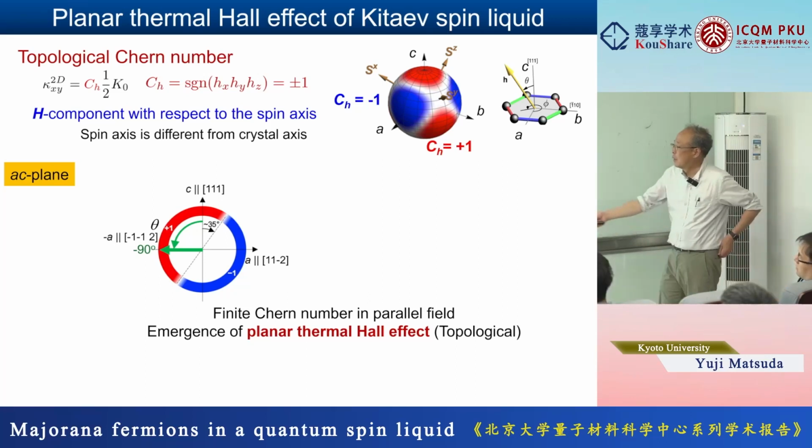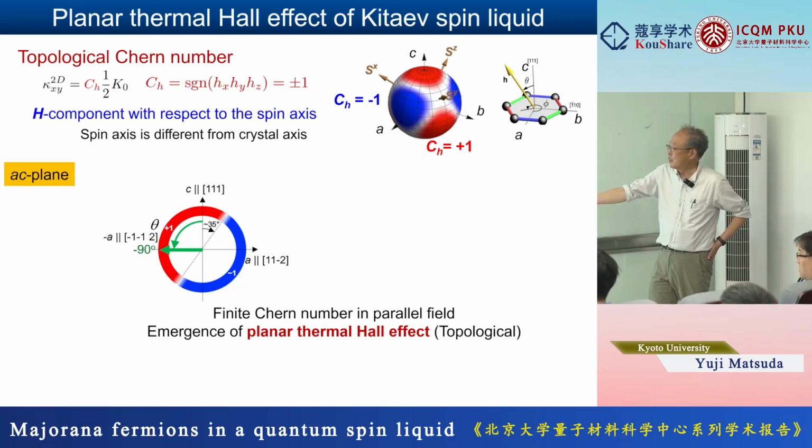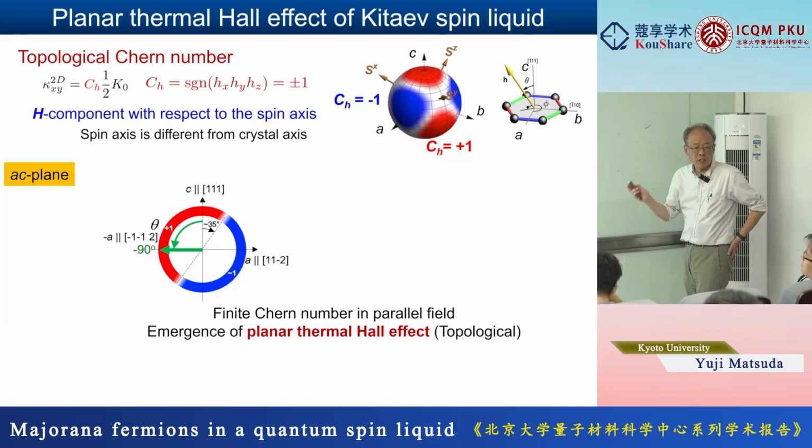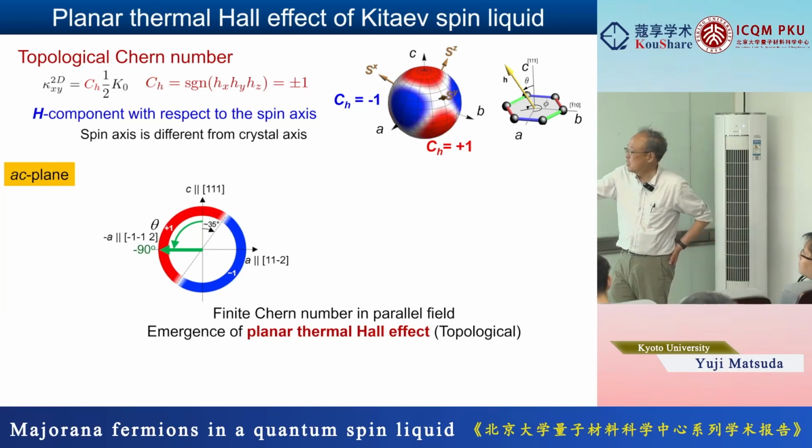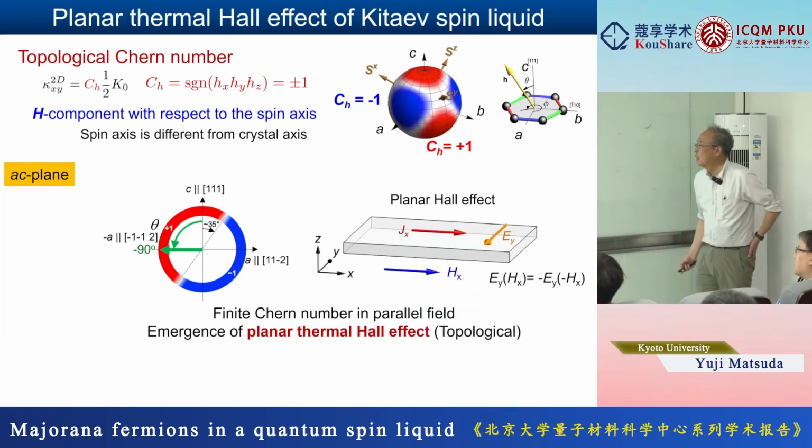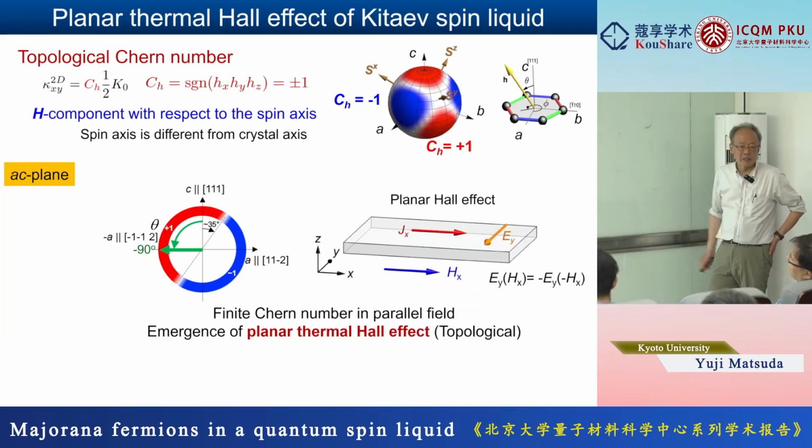So here is the Chern number in the ac plane. As you know, the sign change occurs nearly 35 degrees tilted from the c axis. So this is totally different from the conventional Hall effect, because in the conventional Hall effect, sign change occurs at the multiple field, this direction and this direction. So the important point is this one. The planar thermal Hall effect appears.